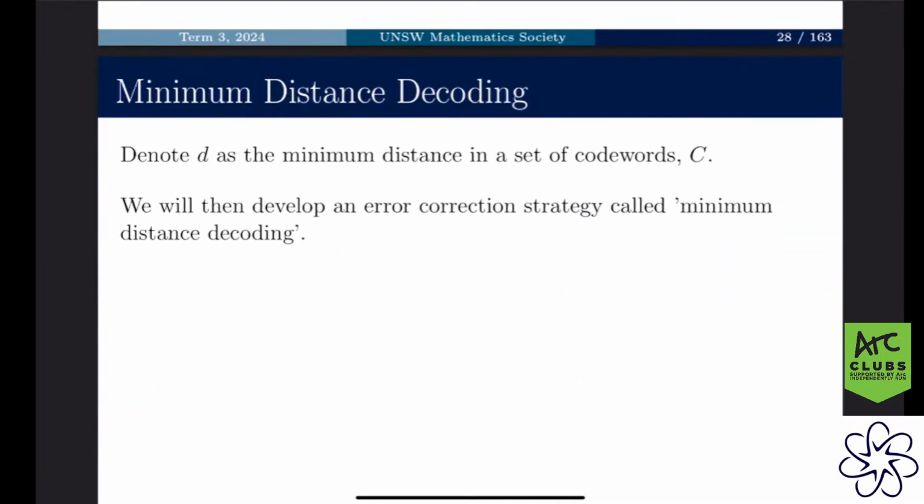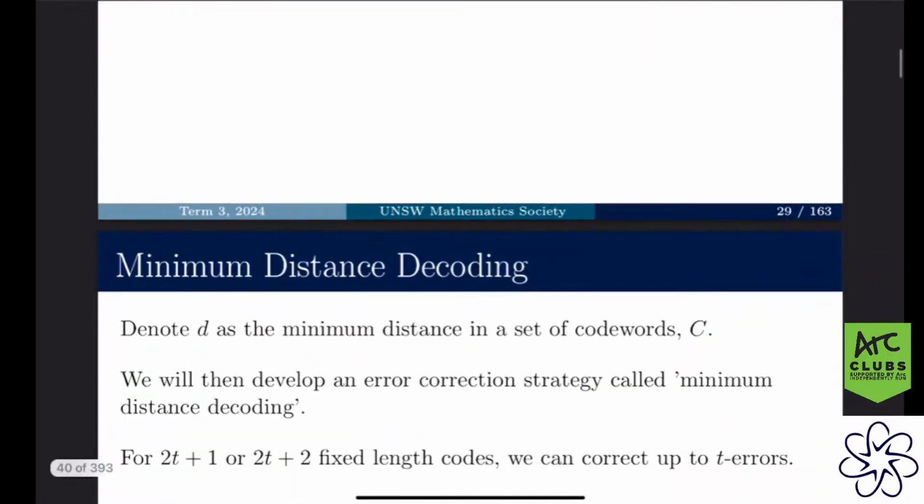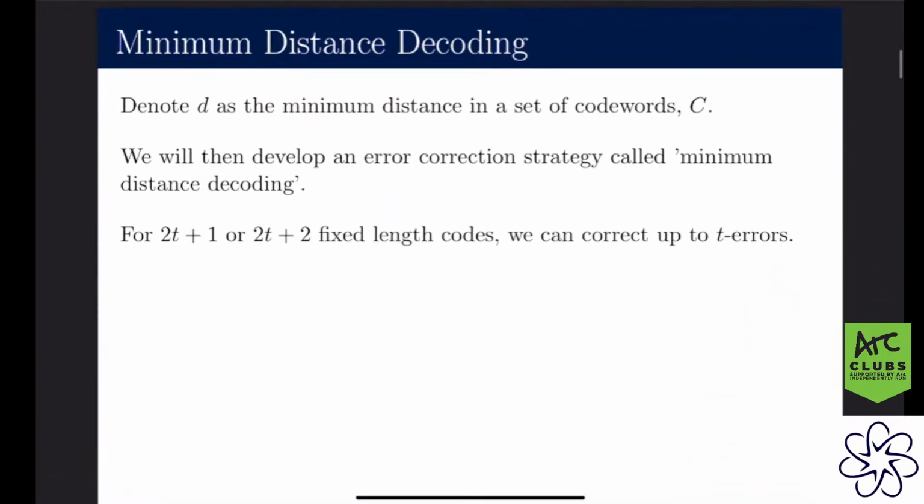If we denote D as the minimum distance in a set of code words C, then we can develop an error correction strategy called minimum distance decoding. This would be similar to what we talked about before for the repetition code. As said before, if we have a minimum distance of 2t plus 1 or 2t plus 2 for fixed length codes, we can correct up to t errors.